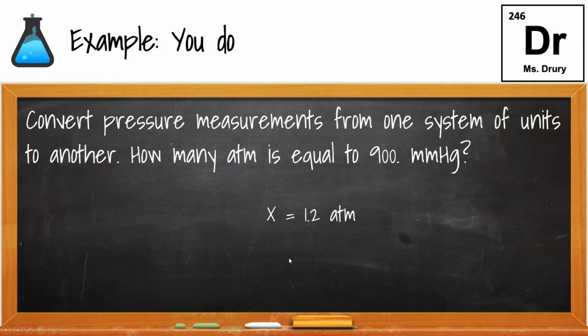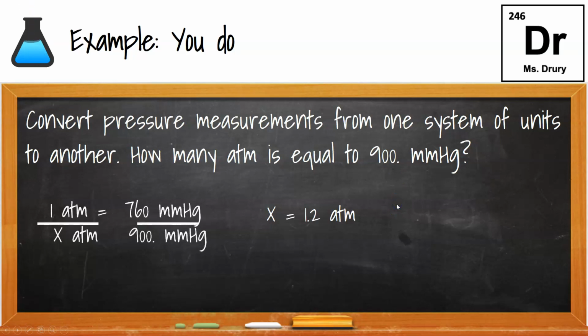Now you're going to do this one, but you're going to show your setup. Convert pressure measurements from one unit to another. How many atmospheres are in 900 millimeters of mercury? Your setup should have been something like 1 atmosphere is 760, so how many atmospheres are in 900? And that's how we get the answer of 1.2, because we're cross-multiplying to get 900 divided by 760 to get x alone.